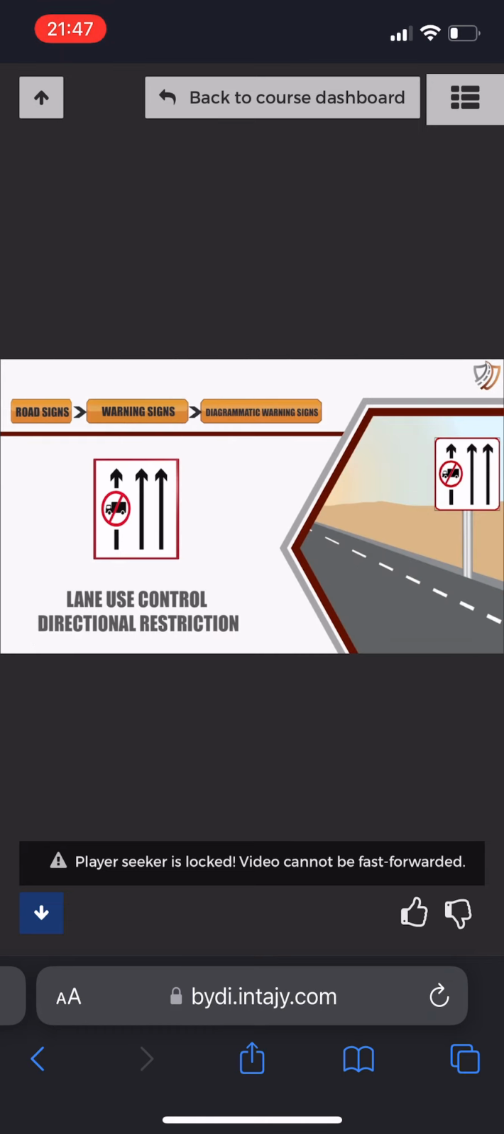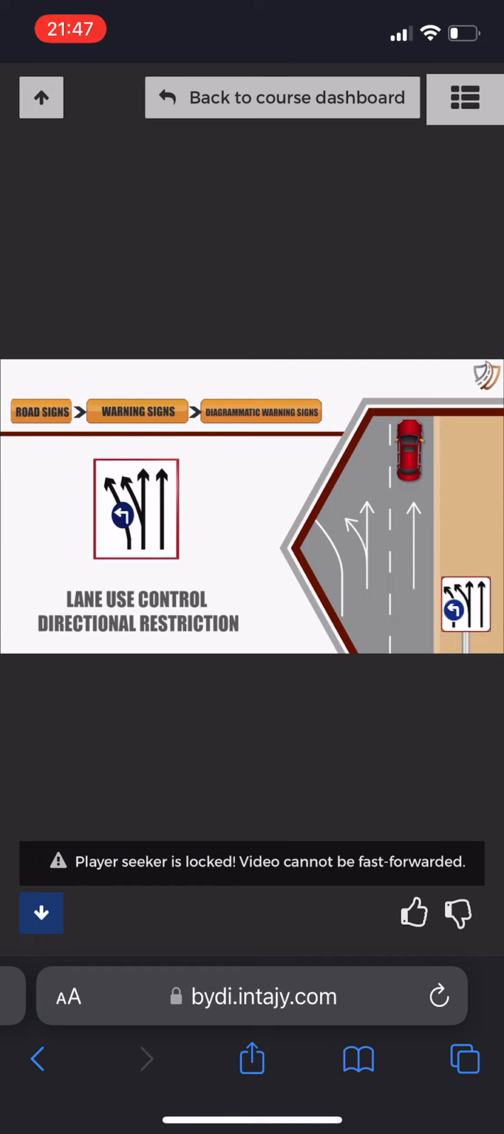Lane use controlled. Trucks not permitted. This diagrammatic sign warns the heavy vehicle drivers that they are restricted from using the leftmost lanes. Lane use controlled, directional restriction. This sign warns the motorists that the leftmost lane use is controlled. Motorists in that lane must turn left ahead.